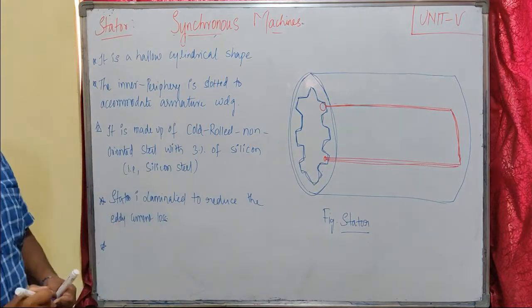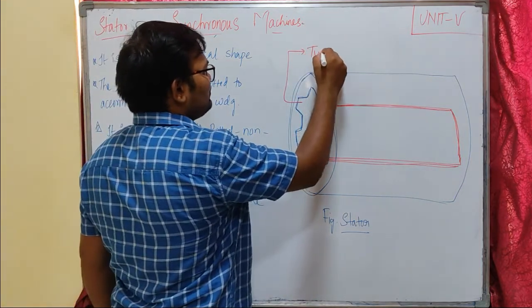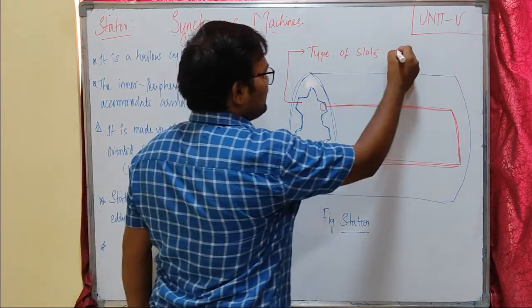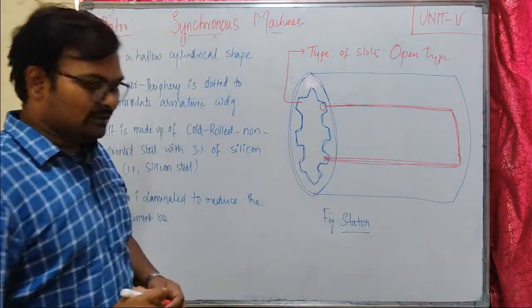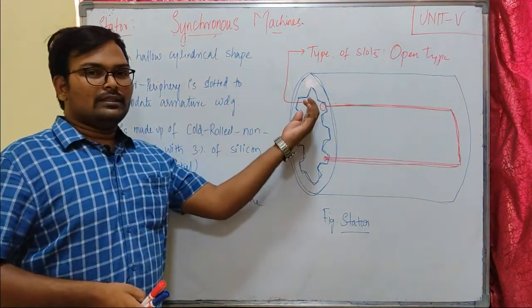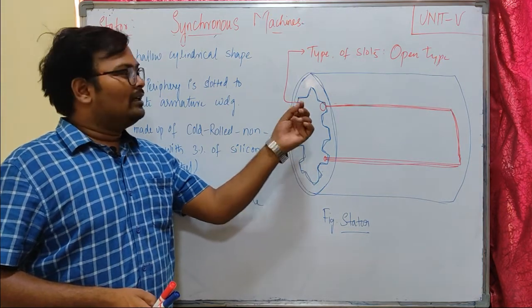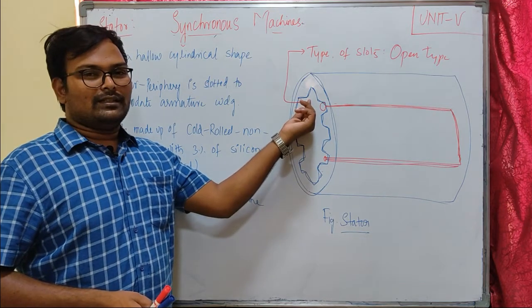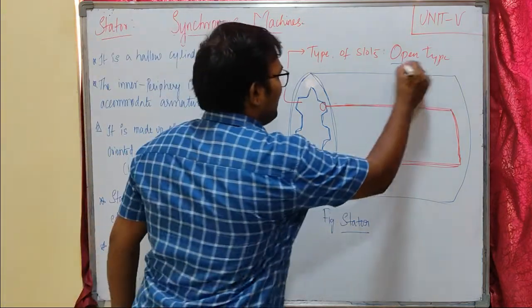So these slots are open type slots. You already know the types of slots; the type of slots used for our synchronous machine are open type slots. Why open type? Because placing of the already made winding is easy. Placing of armature winding is easy on open type slots. And there is less leakage flux in the open type slots, which is useful for our armature reaction, that we will be discussing further. The types of slots used for our synchronous machine are open type slots.